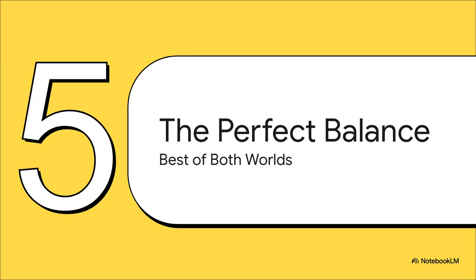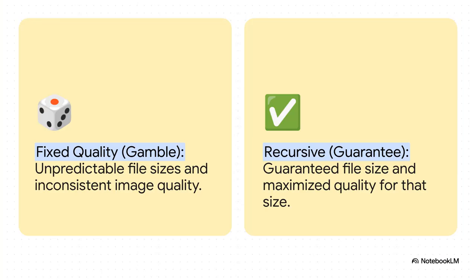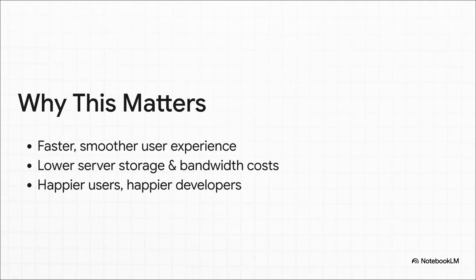All of this brings us to the final outcome. What this method really gives you is the perfect balance. It is truly the best of both worlds. And this just puts the difference in such sharp contrast. On one side, you've got the old way, the gamble, totally unpredictable file sizes and quality that's all over the place. And on the other, you have the recursive method, a guarantee. The file size is always exactly what you want, and the quality is automatically the highest it can possibly be for that size.